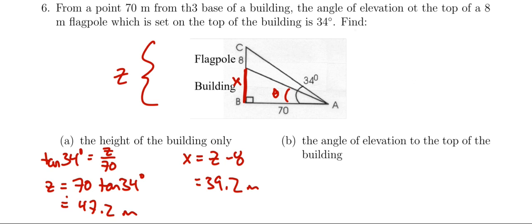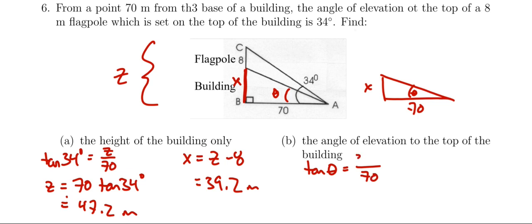Now, once I've got that number, and again, I'm going to leave that number in my calculator so I can use it right away here. The angle of elevation to the top of that building, well, now I'm looking for theta. And again, I have the side opposite, X, and the side adjacent, 70. So it's just this triangle right here that's going to be X and 70, and I'm looking for this angle here, theta. So the tangent of theta is going to be X over 70.